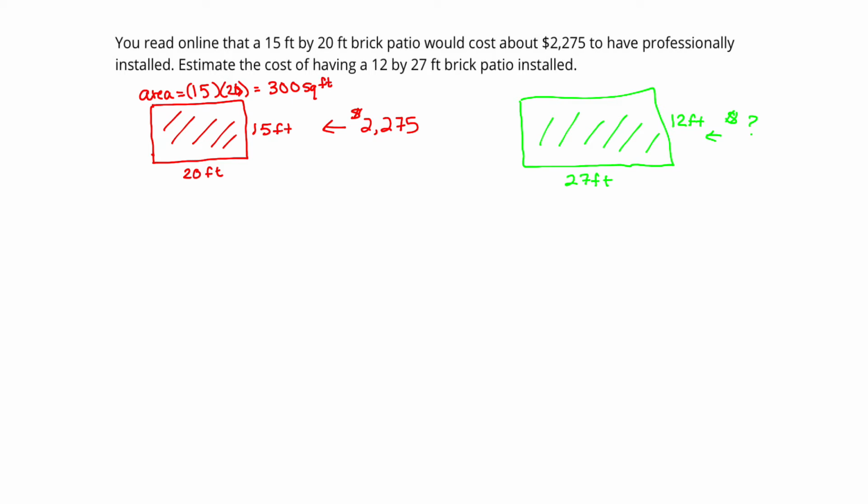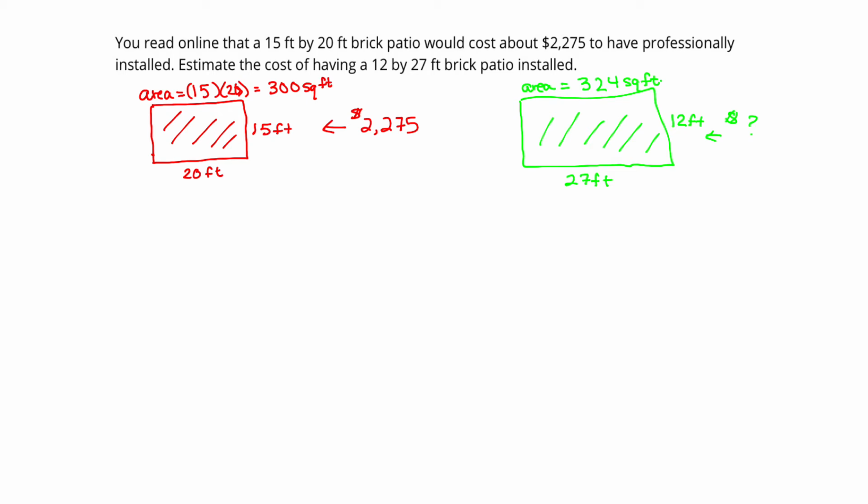Let's do the same thing over here with the other patio. And so we have the area is, and what do we have over here? 12 feet times 27 feet. So I'm going to pull out my calculator, and let's see. I have 12 times 27, and that's 324 square feet.